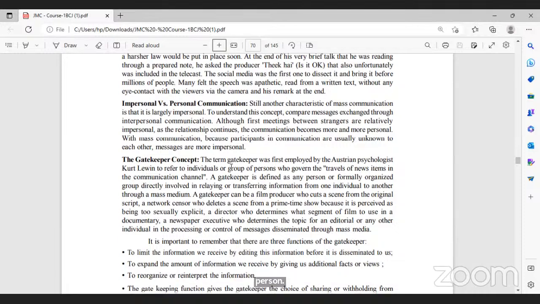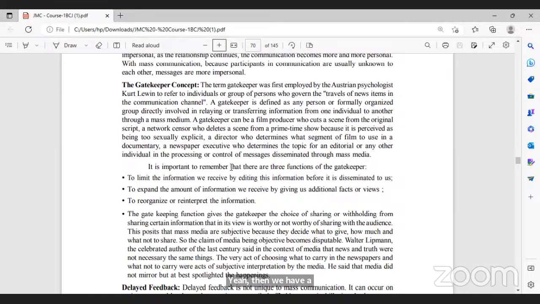Then we have the gatekeeper concept, as I was referring to earlier. What is the gatekeeper concept? This is one of the most important characteristics of mass communication. It is self-explanatory: gatekeeping means you try to stop people from coming inside your house. Similarly, the term gatekeeper was employed by psychologist Kurt Lewin to refer to individuals or groups of persons who govern the news items in a communication channel. So it is through communication channels that we see the news information.